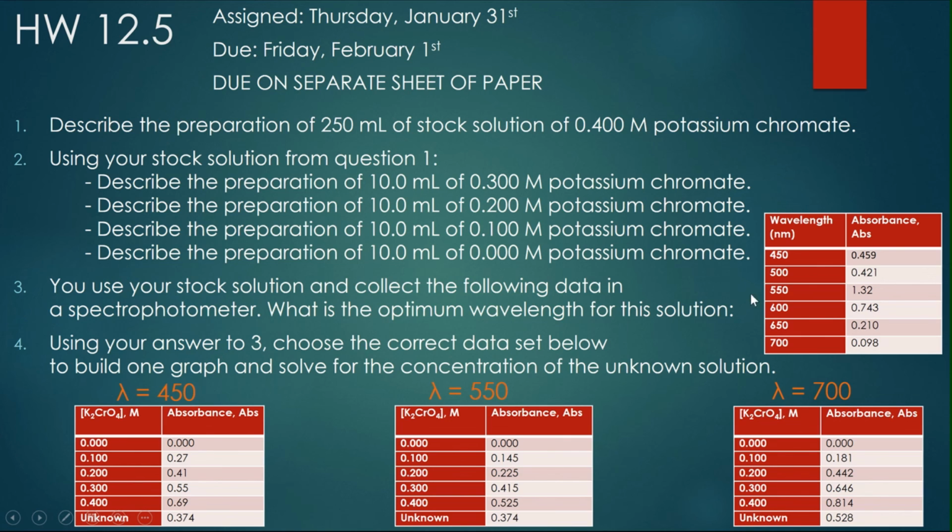Part 3 then, you are given a data set here, and using this data set, you need to determine what your peak wavelength is. Step 5, you've got 3 more data points. You only need to choose one of these 3. Whichever one is your peak wavelength, you'll choose that one, and you'll plot that particular set of data, and then find the concentration of the unknown sample. There's your homework. Take a look. Good luck. We'll take a look at it tomorrow.